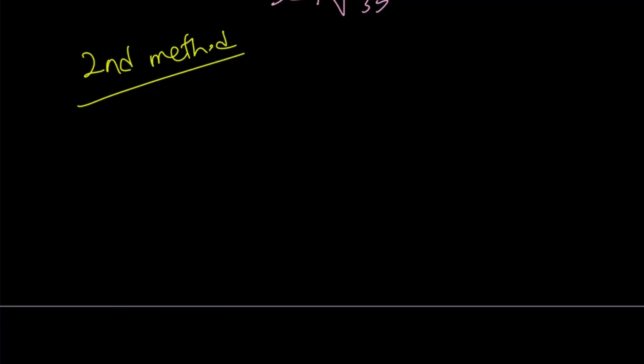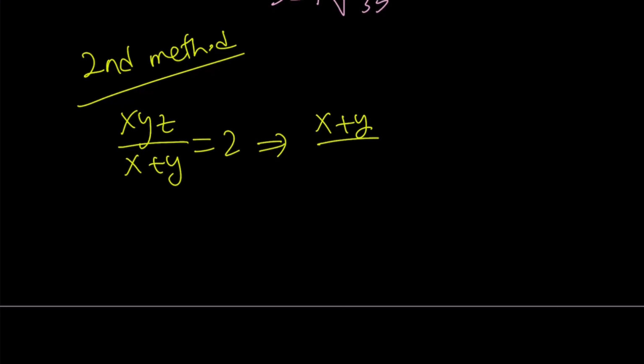I have xyz over (x plus y plus z). Okay, so xyz over (x plus y) is equal to 2. So I want to flip that and write it as (x plus y) over xyz equals 1/2.